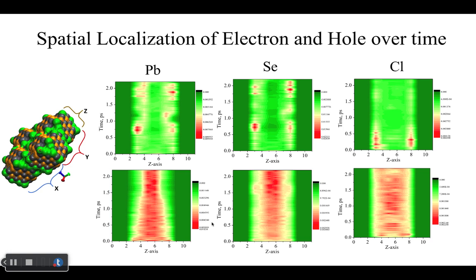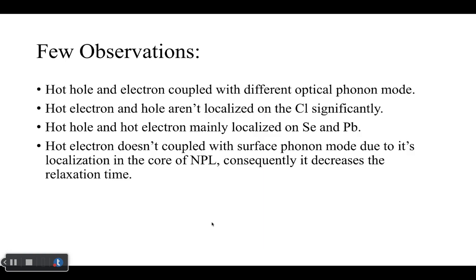So this gives some idea about localization of the electron and hole states. This is not a conclusion, just a few observations of what I found, what I talked about regarding the phonons and the chlorine contributions, and how the electron doesn't couple with the surface phonons due to the localization on the nanoplate, which decreases the relaxation time. And that's all for today.